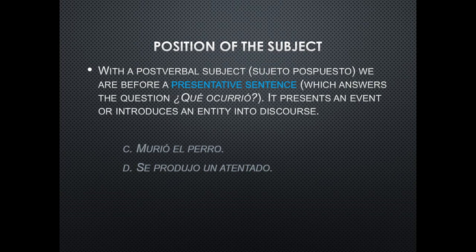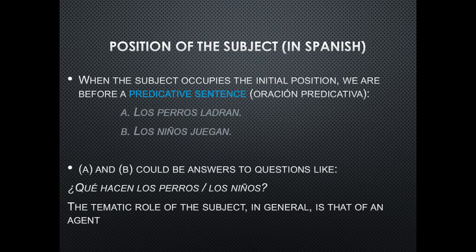For example, the constraints are related to the thematic role of the subject. So, in a sentence like murió el perro, the thematic role of the subject, el perro, in general is a thematic role of a patient or an experiencer, okay, or a theme, but not an agent, like in the case of los perros ladran or los niños juegan. So in the case of predicative sentences, the thematic role of the subject in general is that of an agent. Remember that I mentioned in part 1 of the video that we prototypically associate the syntactic function of subject with the semantic role of an agent. Well, in predicative sentences, that's what happens. In general, the subject is an agent.